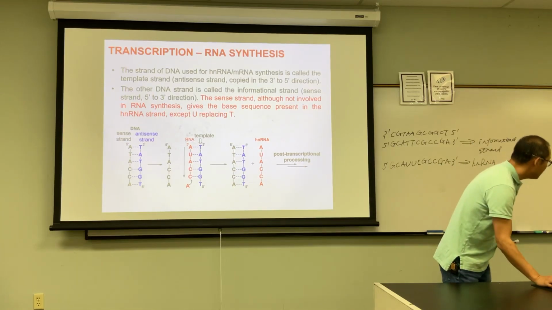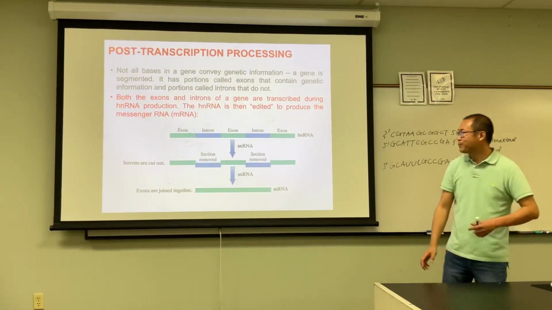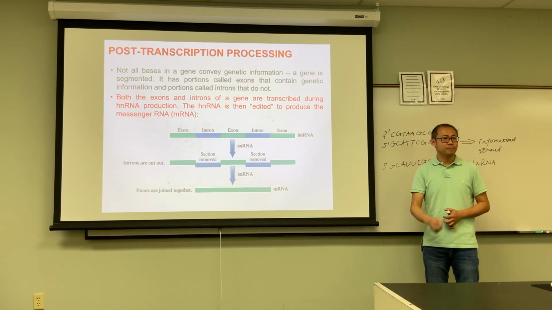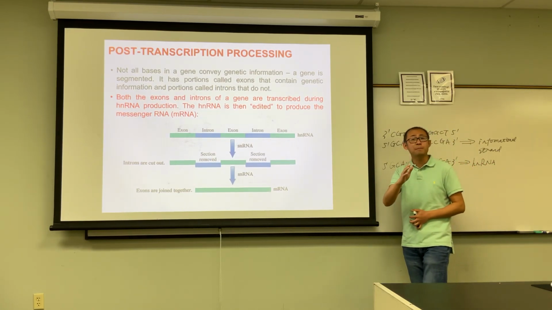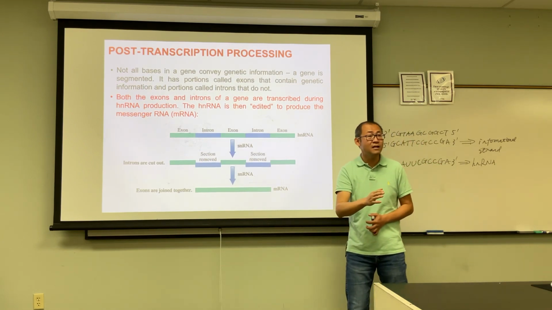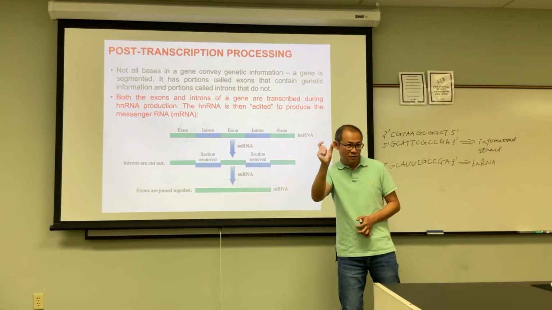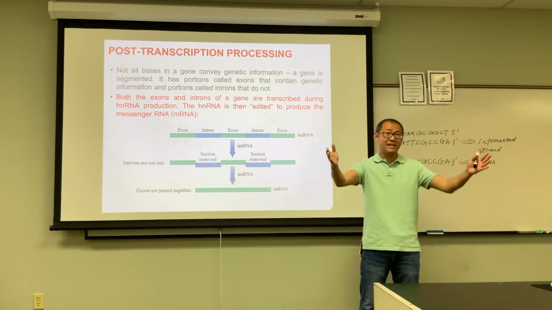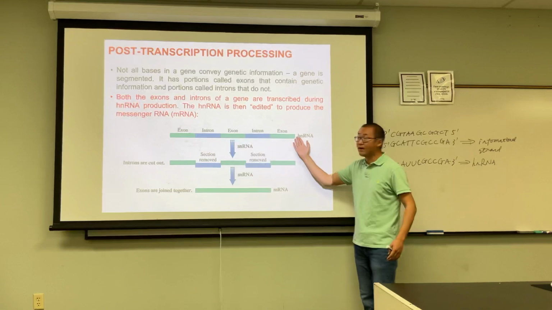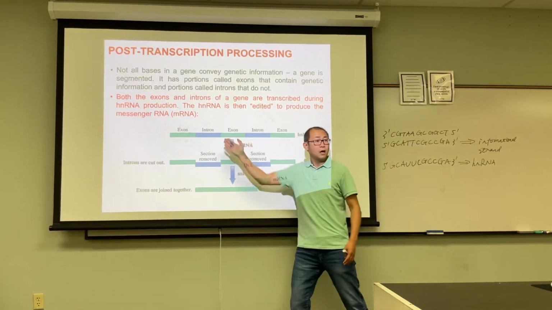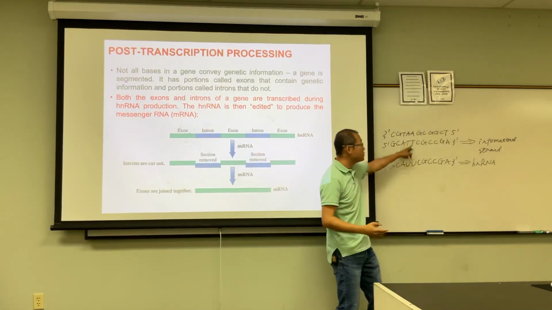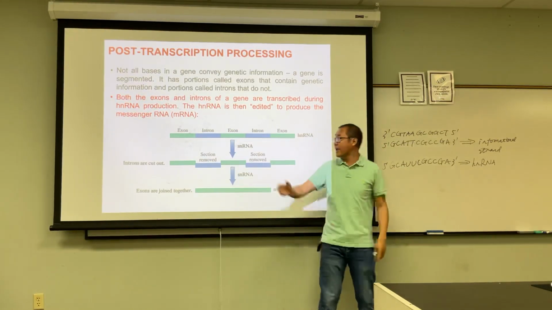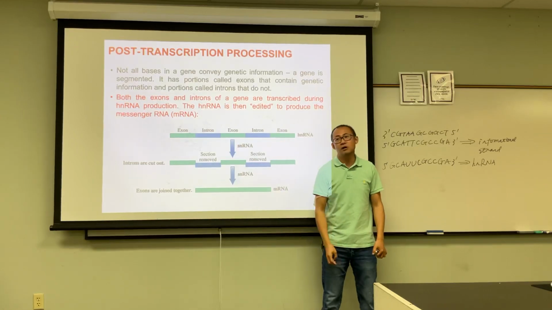Okay, let's take a look. What is going on during post-transcriptional modification? Remember we said the piece of gene is segmented, right? It has exons and introns. So when it's transcribed, remember transcribe means make an exact copy. So the hnRNA also should have exons and introns, because the sequences are the same. If the gene has exons and introns, hnRNA has exons and introns.